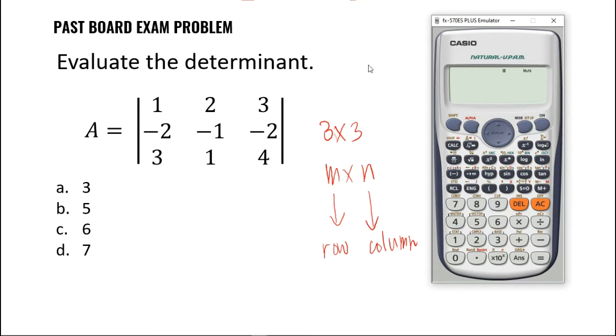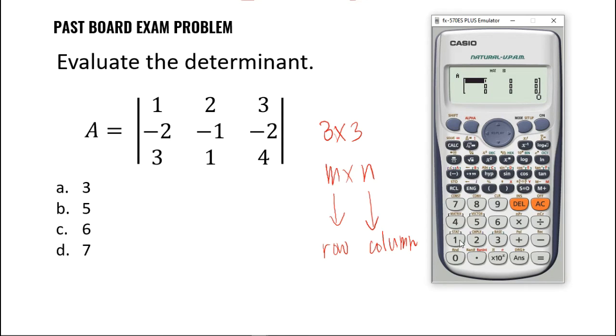Then, punta tayo ng mode. We have here matrix. So, number 6. Then, after that, you can choose whatever here. So, let's say matrix A. So, 1. Then, input natin. Ilang ba yung size ng ating matrix? So, 3 by 3. So, 1. Then, input natin lahat ng data.